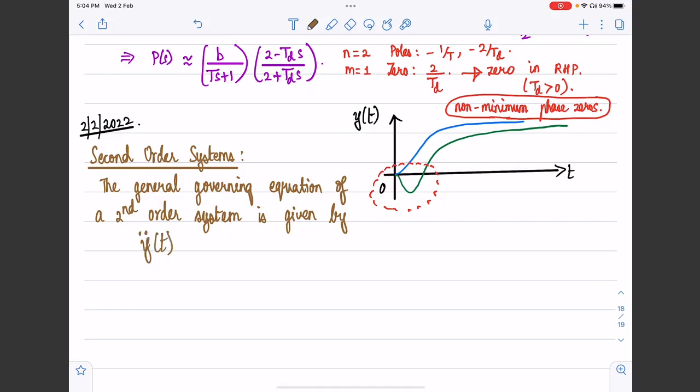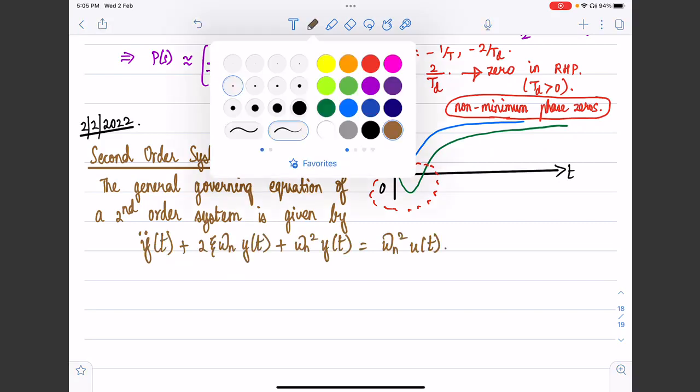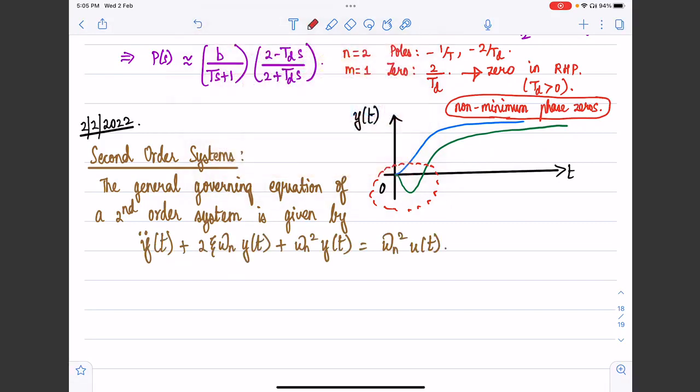So we will consider y double dot of t plus 2 zeta omega n y of t plus omega n squared y of t is equal to omega n squared u of t. This is the generic form that we would be considering. One may wonder, hey, how come suddenly we are writing specific coefficients, and what are these symbols zeta, omega n, and so on, right?